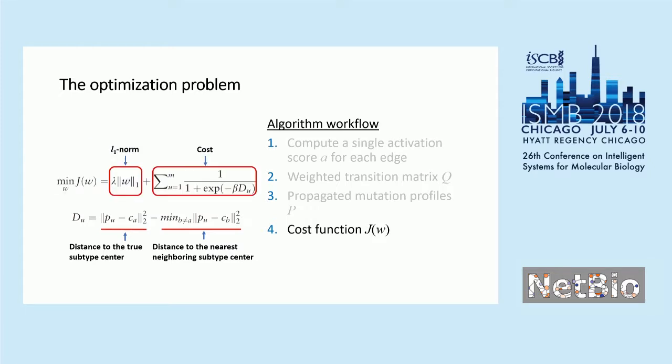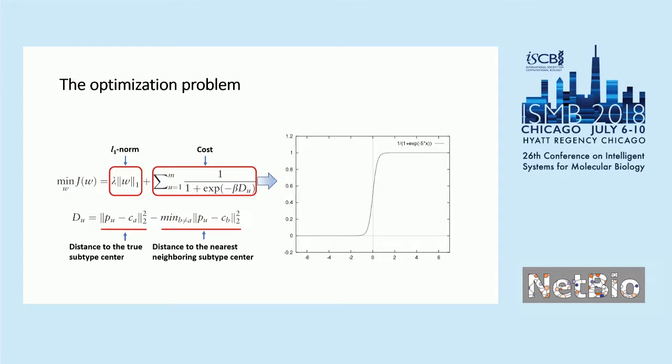So we finalize our optimization problem as follows. The objective function has 2 terms. The first term is an L1 norm, which basically controls the complexity of the model. And the second term is a logistic transformation of this term du, which gives a curve like that.